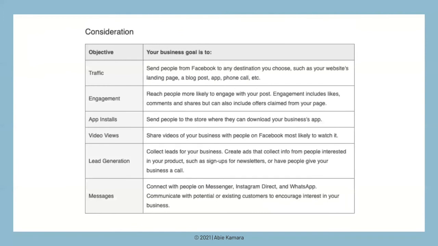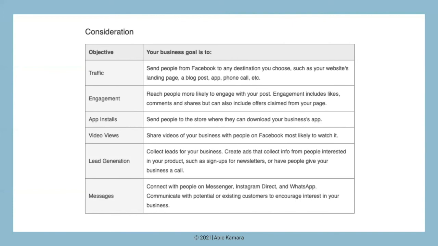So under the consideration category, the traffic objective is, or the goal is, to send people from Facebook to any destination you choose, such as your website's landing page, your sales page, a blog post, an app. You're getting traffic to a page. I've seen people use this to warm up the pixel. So if you have a pixel set up on your website, like I mentioned, maybe you have your services page, you just send a lot of people there. Now your pixel is getting smarter because it knows the people that are generally interested, that are clicking and taking a look.